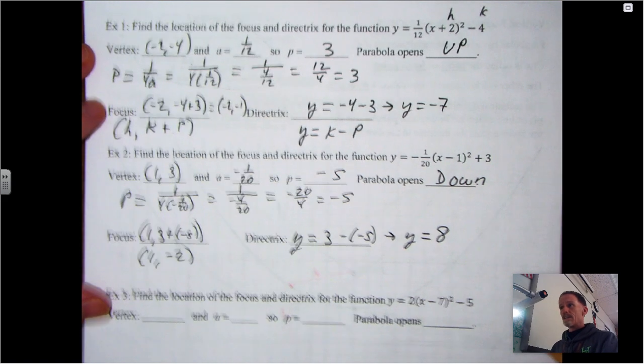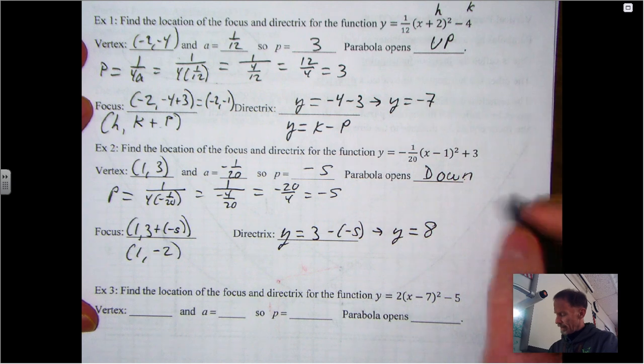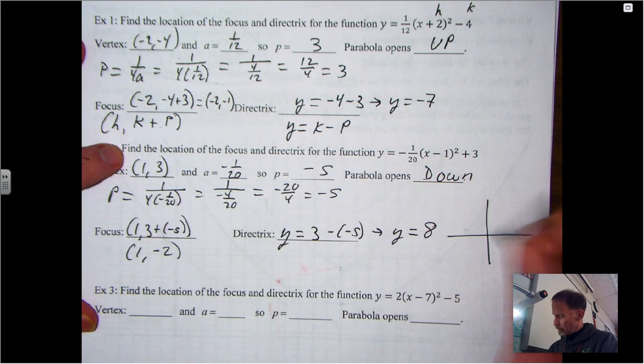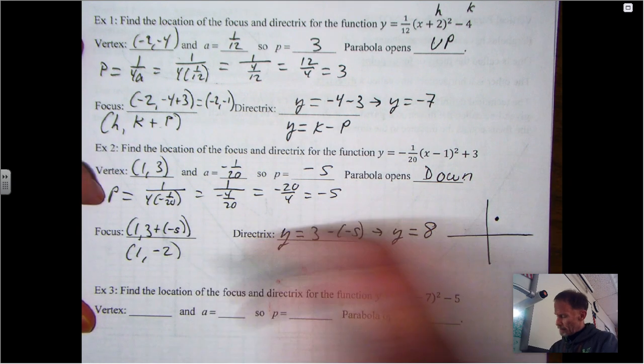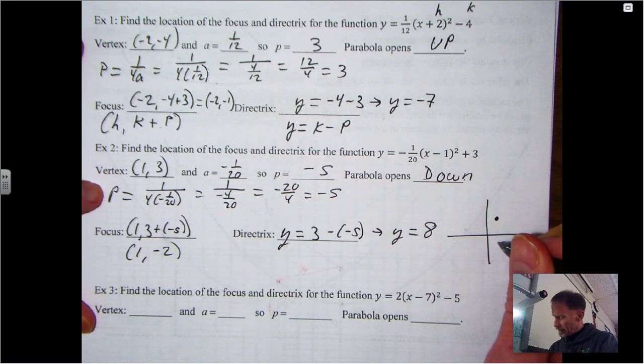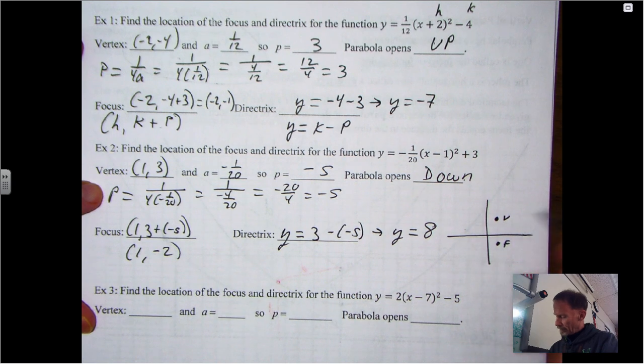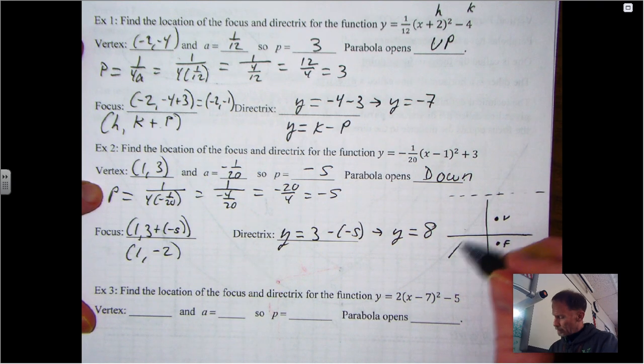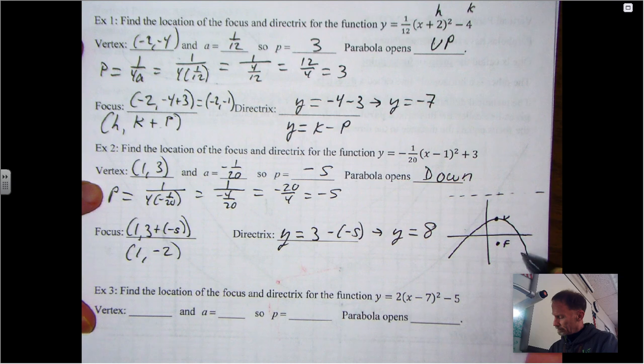And look, if I just do a rough sketch of these things, like the one we just did, the vertex is at 1, 3, we'll call that right about there. If I go down 5, so that means at 1, -2, there's my focus. And if I go up 5, then here's my directrix, and that's kind of what your parabola looks like.